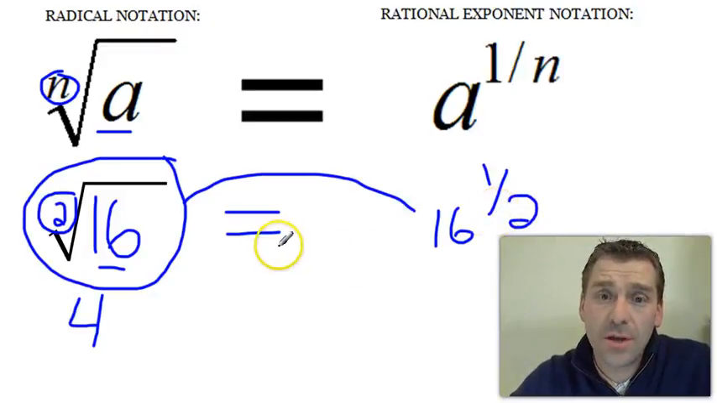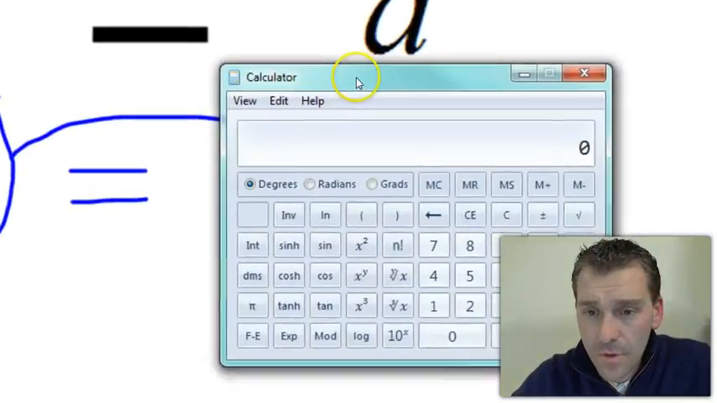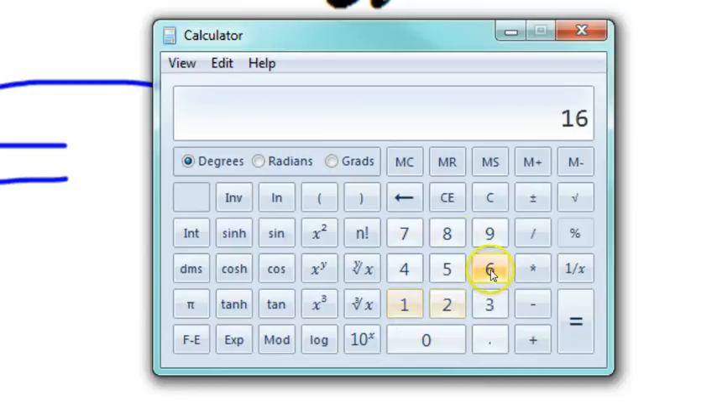I'm going to show you, using a calculator, that 16 to the 1/2 power is the same as what you got over here as the square root of 16. Check this out. Okay, so I'm going to put 16 in here. I have to use this little doohickey to raise it to a power.